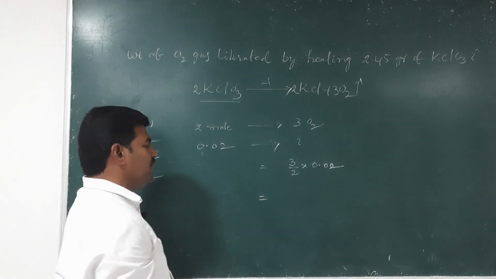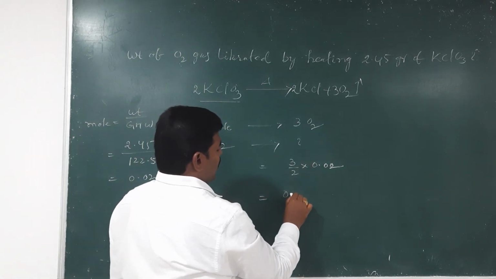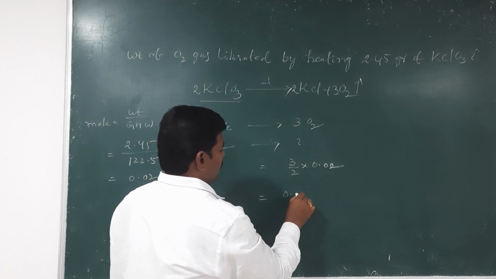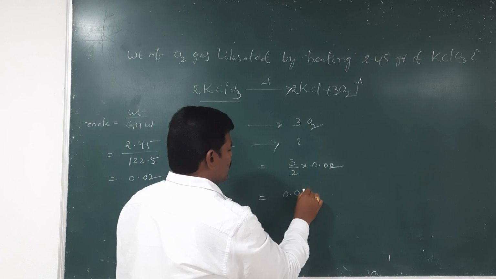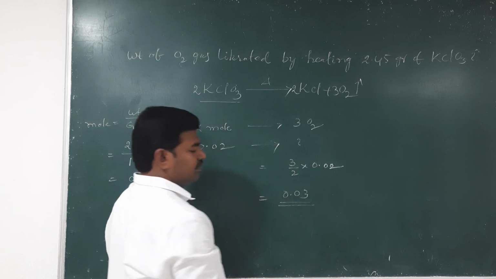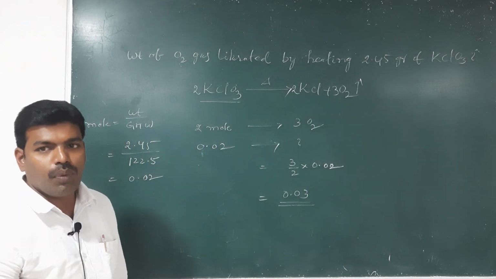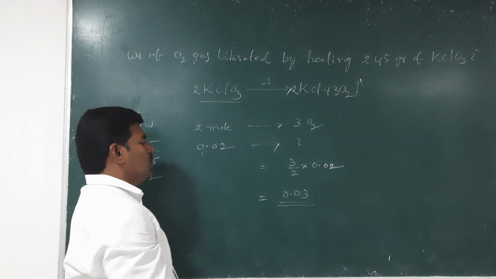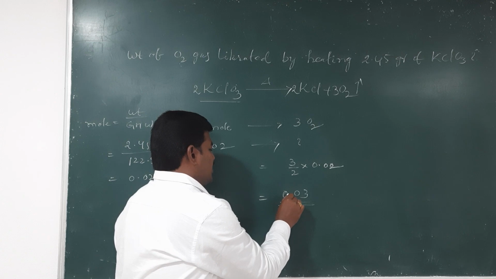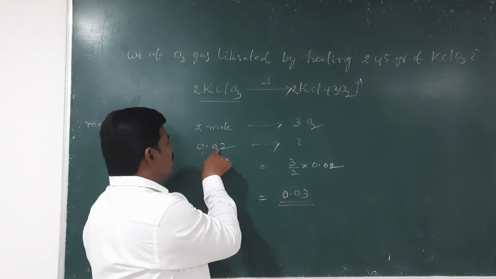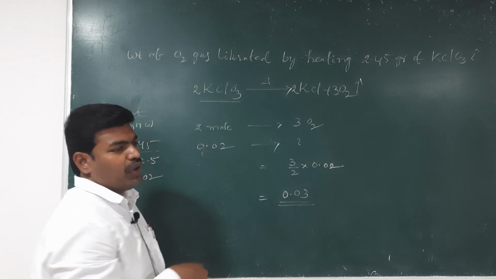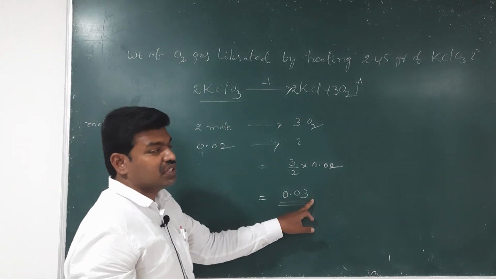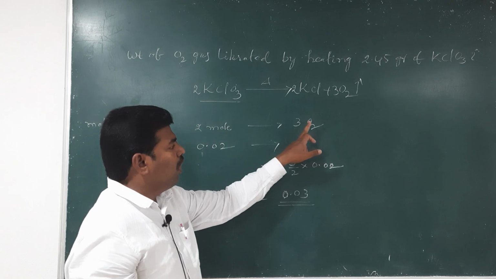When we solve this mathematical equation, we get 0.03 moles. So 0.02 moles of potassium chlorate liberates 0.03 moles of oxygen gas.